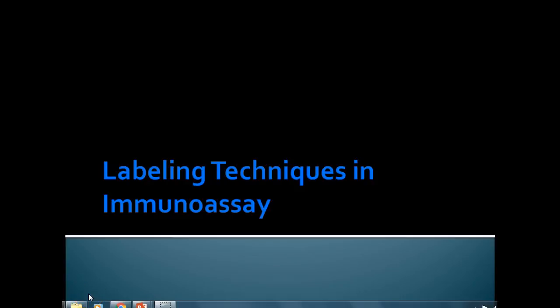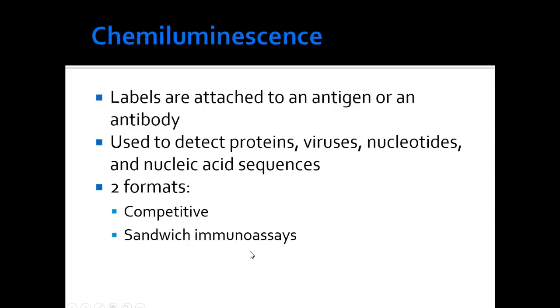In this lecture, we're going to discuss the labeling techniques that are used in immunoassay. Prior to this, we've talked about antibodies and antigens and their interactions. Today, we're going to learn about how those are used together in laboratory testing. We're going to start with chemiluminescence.